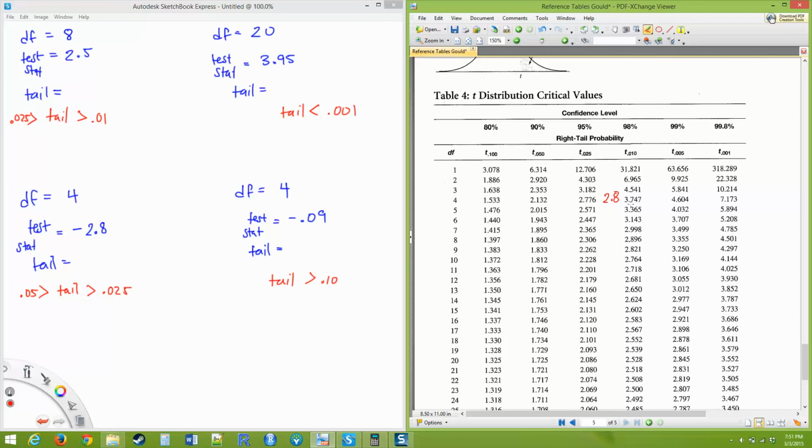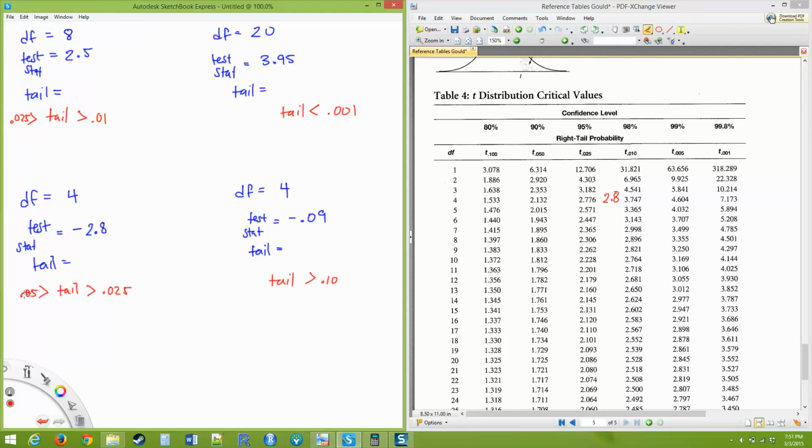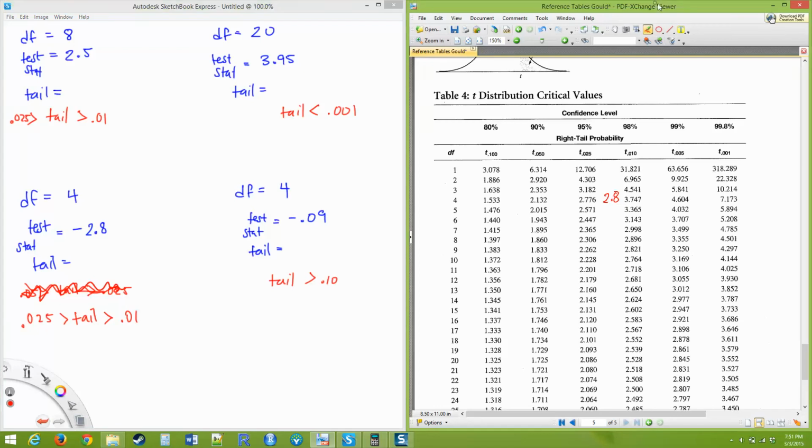So that means, or did I mess this up? Oh, I messed this up. I apologize. I read the wrong row. So my tail is greater than 0.01, but less than 0.025. Okay, I apologize for that mistake. 2.8. Okay.